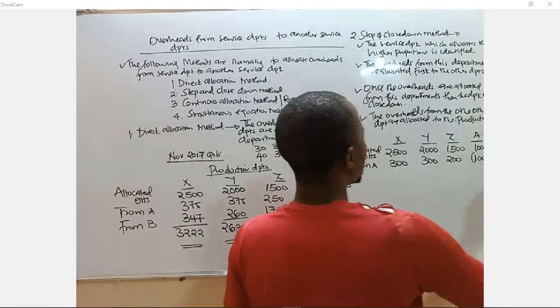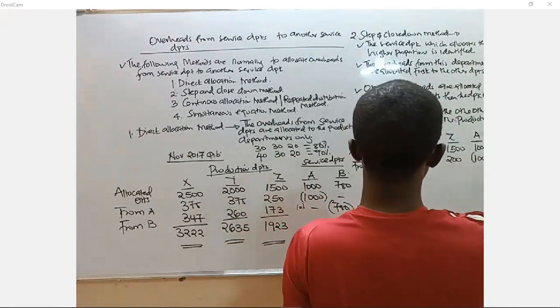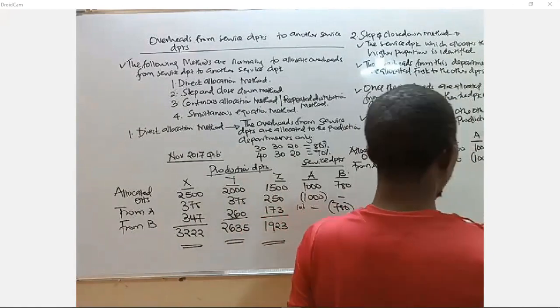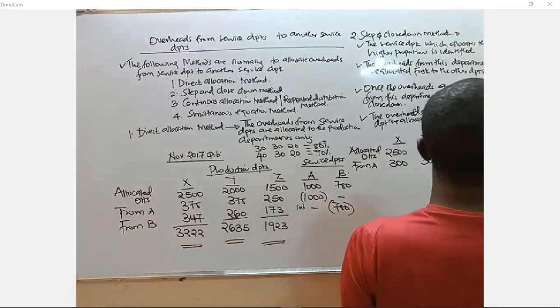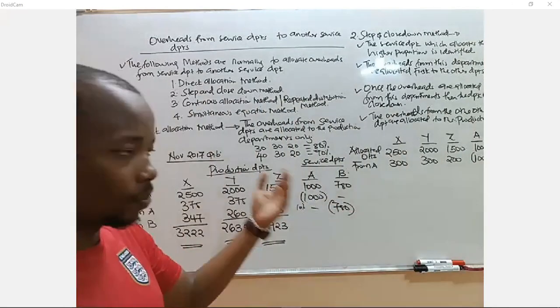When you do the summation between what was allocated and what we have already apportioned, we are getting 980. This is what we are allocating to the production departments only.